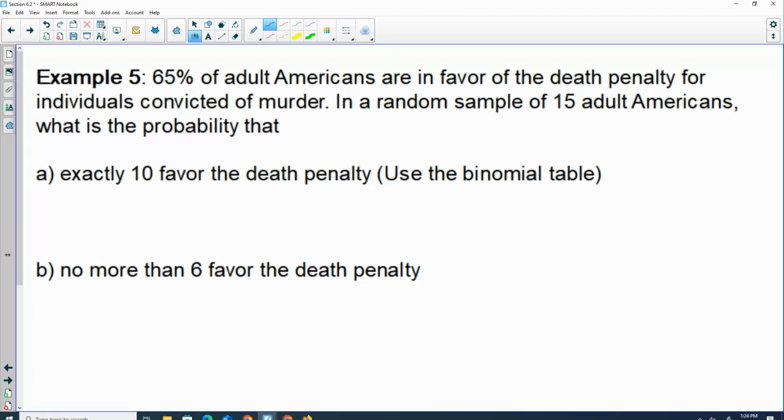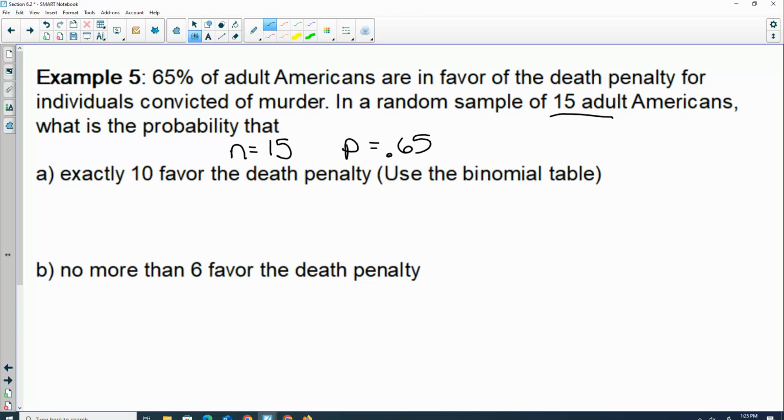So in this one, 65% of adult Americans are in favor of the death penalty for individuals convicted of murder. In a random sample of 15 adult Americans, we're going to find each of these probabilities. What is my n? 15 for this whole thing. P is probability of success. In this case, it would be that they are in favor of it. So what is that? 0.65.